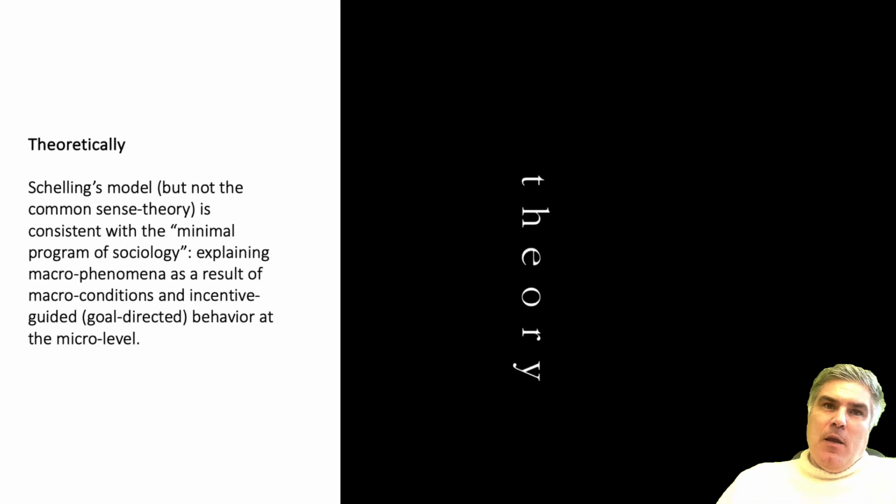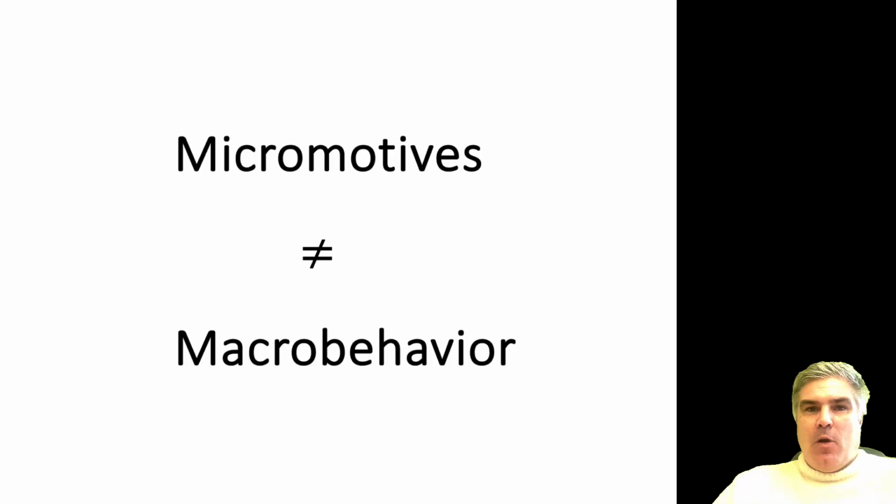But there's also a theoretical improvement. Schelling's model is consistent with this minimal program of sociology, where we try to explain macro phenomena as a result of macro conditions and incentive-guided, goal-directed behavior at the micro level. Overall, and this explains the title of Schelling's book, Micromotives and Macrobehavior. Micromotives are not the same as macro behavior. We can have segregation as an outcome even in a world where individuals are tolerant themselves.